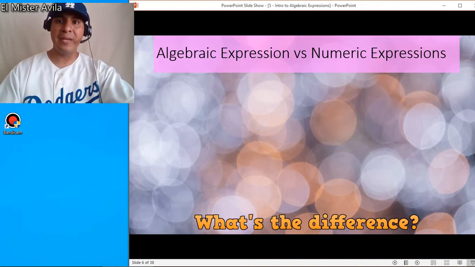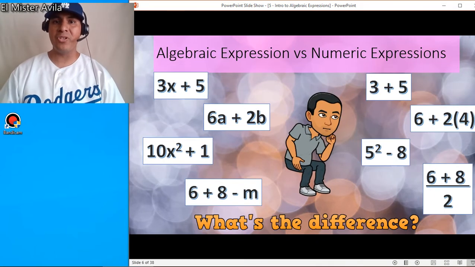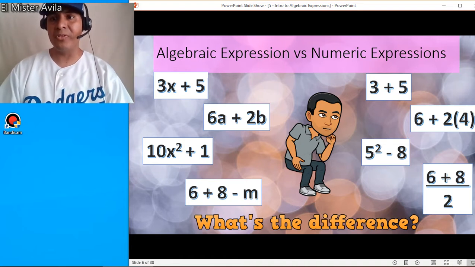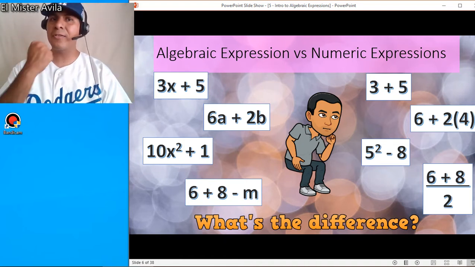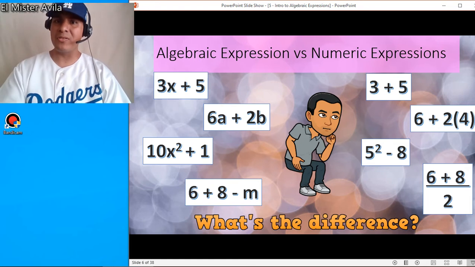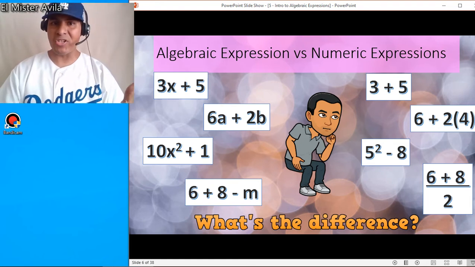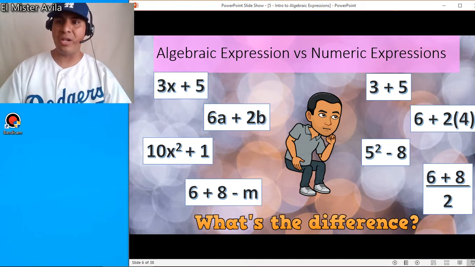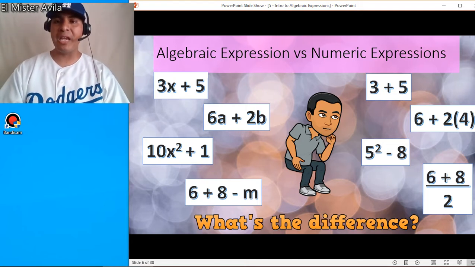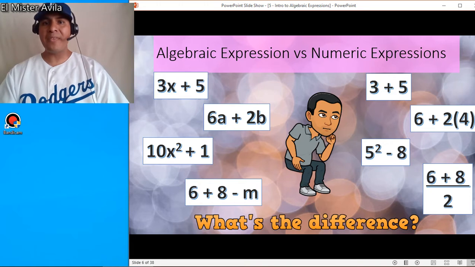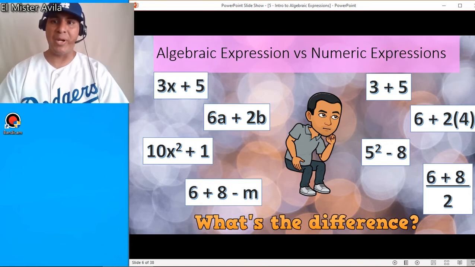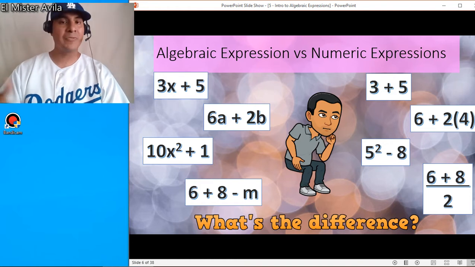On the left, I have examples of algebraic expressions, and on the right, I have examples of numeric expressions. But I ask you, what's the difference? They're both expressions. They're both mathematical. I see addition and subtraction on both sides, actually multiplication and division as well. But there's a distinct characteristic that makes the left side called algebraic and the right side called numeric. Did you figure it out?